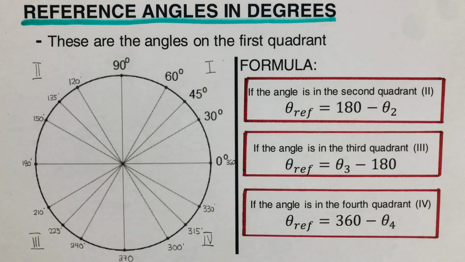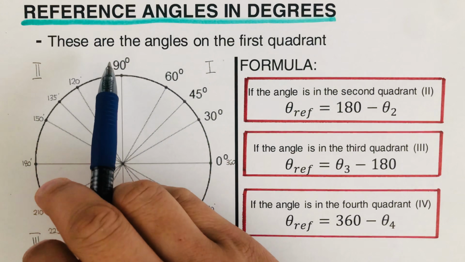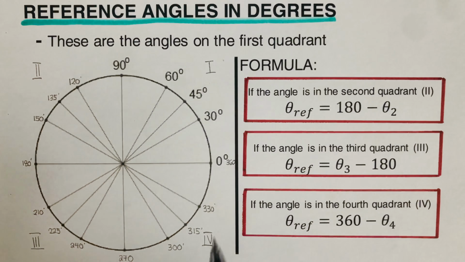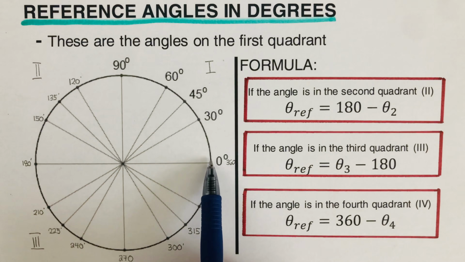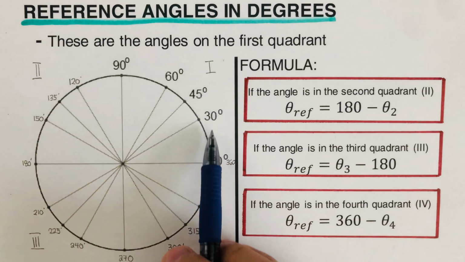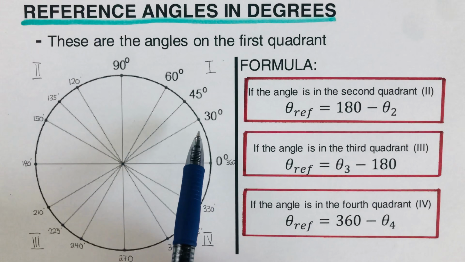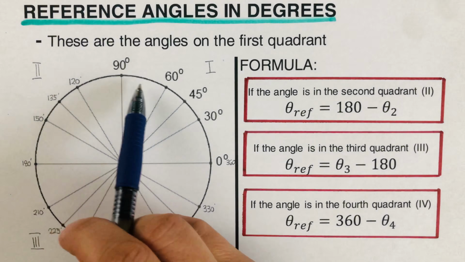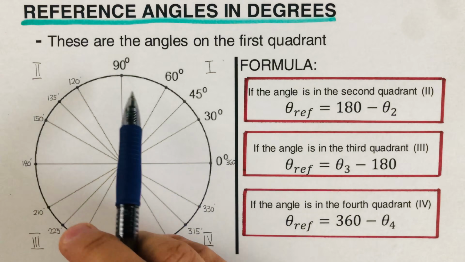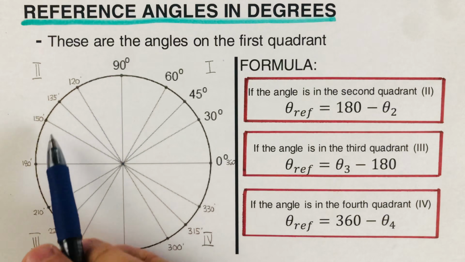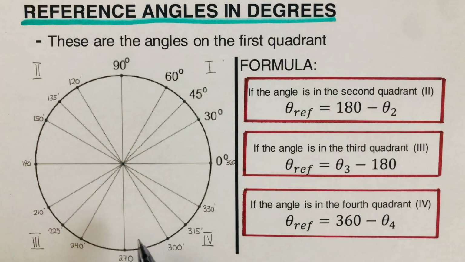Going back here, reference angles are defined as the angles in the first quadrant. So these are the angles that are located on the first quadrant, these angles right here. It is very important that we know the reference angles, because once we know the sine, cosine, and tangent values of these reference angles, we would be able to determine the absolute value of the sine, cosine, and tangent for all the rest of the angles around the unit circle.